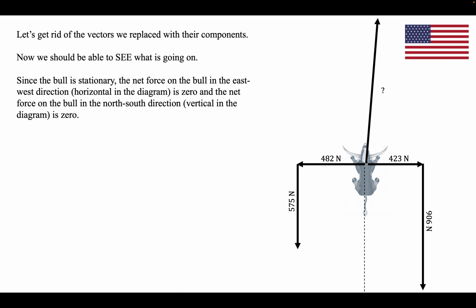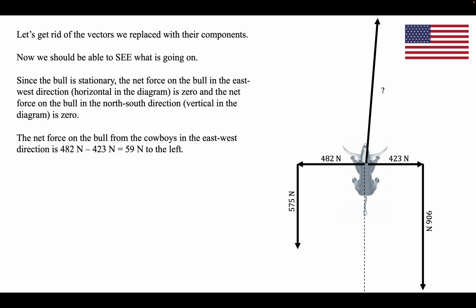The bull is stationary. There's no net force in the east-west direction. There's no net force in the north-south direction. The net force on the bull from the cowboys in the east-west direction, horizontal, is 482 this way, 423 that way. That's 59 newtons to the left. Since the bull is not moving, the force must be 59 newtons to the right from the ground on the bull. Now we can do the vertical direction.